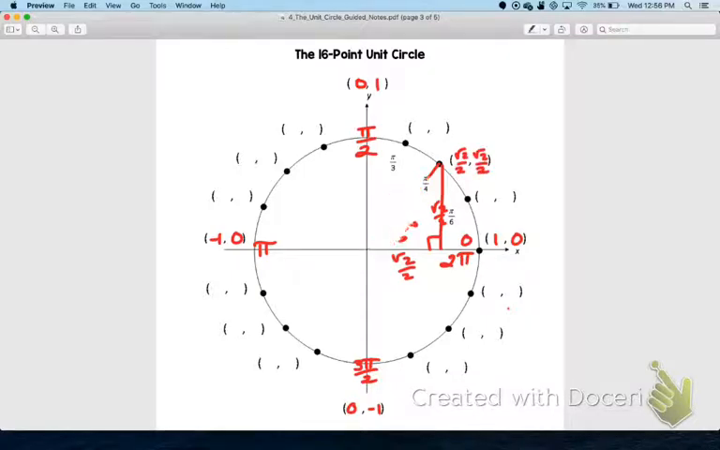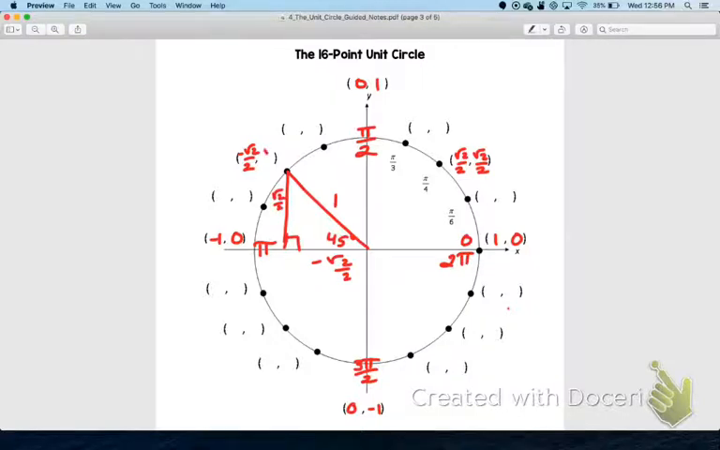Okay, now I'm going to erase that. So at all quarters, where is my halfway mark over here? That would also be a 45-degree angle, right there. My x, notice, my radius is still 1, would be negative root 2 over 2. So I'm going to put a negative root 2 over 2. But my y would be a positive root 2 over 2.